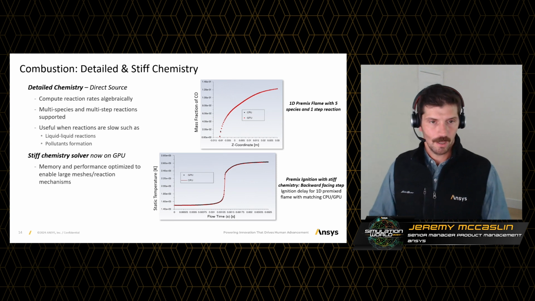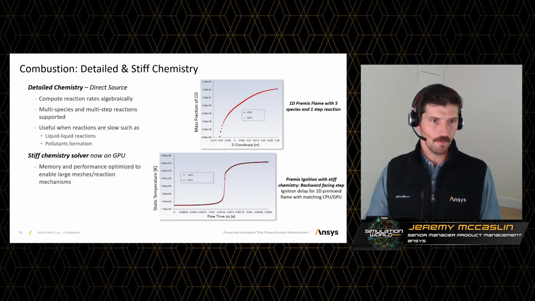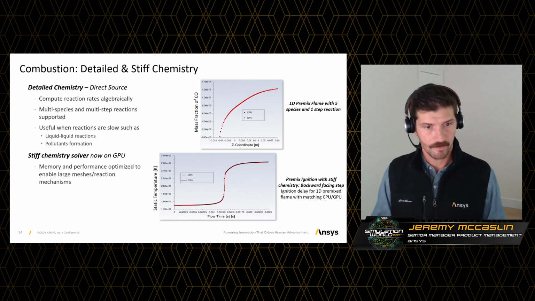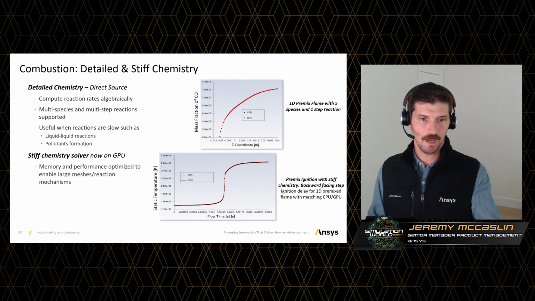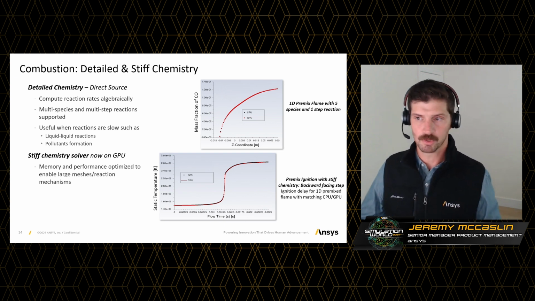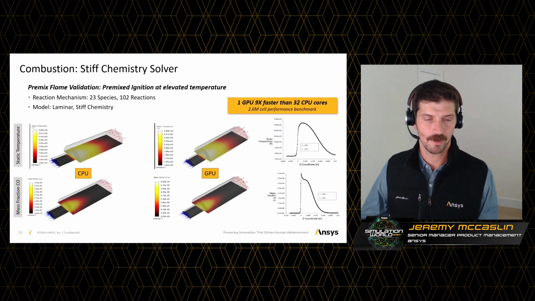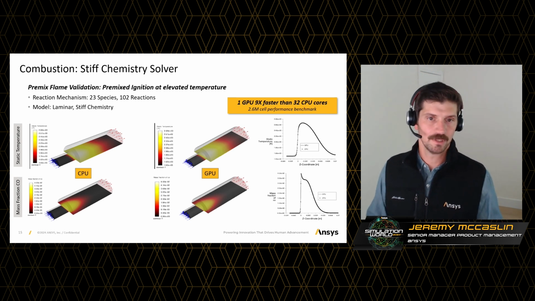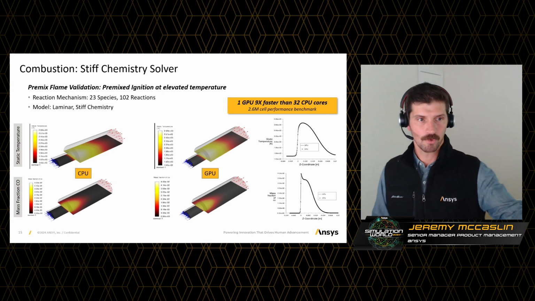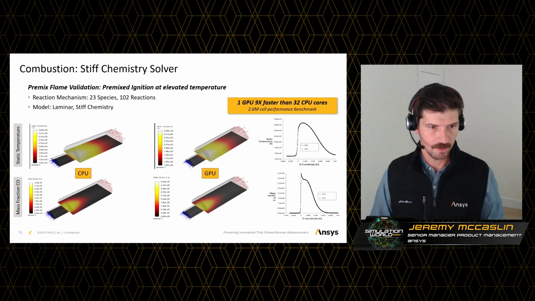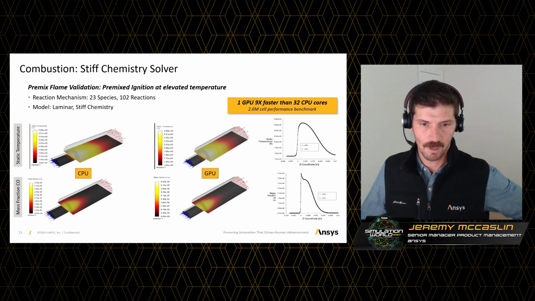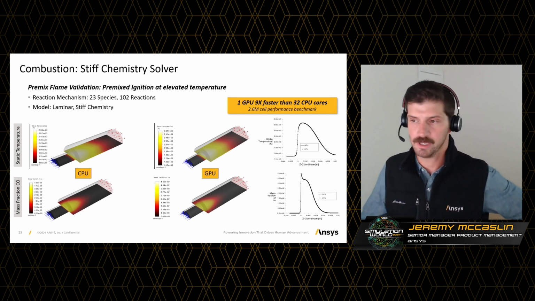Moving on to chemistry, we have both direct source, detailed chemistry, and the stiff chemistry solver now on GPU. Some more canonical validation cases are on the right. You can see CPU and GPU results are indistinguishable from one another. In this roughly 2.5 million cell premix ignition case, we see very similar qualitative results between CPU and GPU, CPU on the left, GPU on the right. And if we look more quantitatively in the charts on the right, you can see the results are indistinguishable from one another.